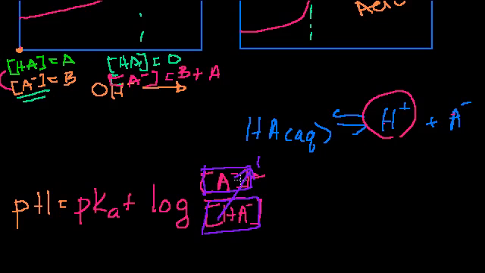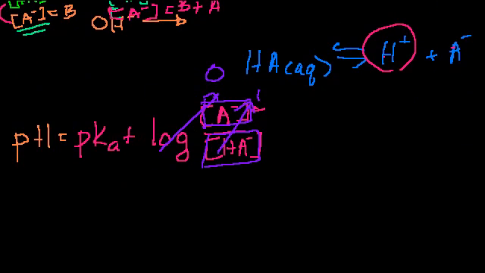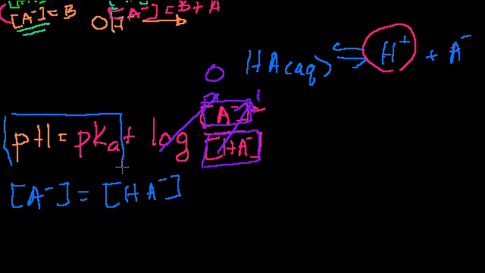Right? And what's the log of 1? Well, 10 to the 0 power is 1. So log base 10 of 1 is 0. So this whole thing will be 0. So that's interesting. When your concentration of conjugate base is equal to your concentration of your weak acid, this whole term turns into 0. And then your pH is equal to your pKa.